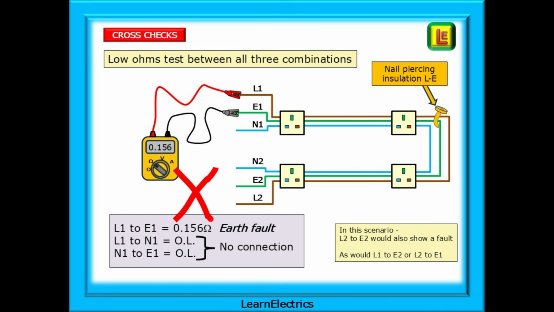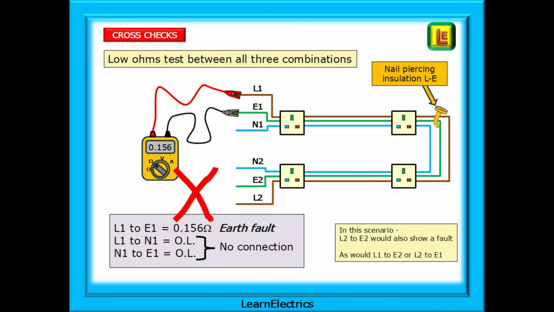Now for a circuit with an earth fault. Carry out the same 3 low ohms cross-checks as before. This time, the meter shows a low resistance between L1 and E1, indicating an earth fault. The other 2 cross-checks show as a high resistance, OL, and are satisfactory. The fault is shown here as between L1 and E1, but if we had tested at the number 2 end, we would see that the earth fault now shows between L2 and E2.